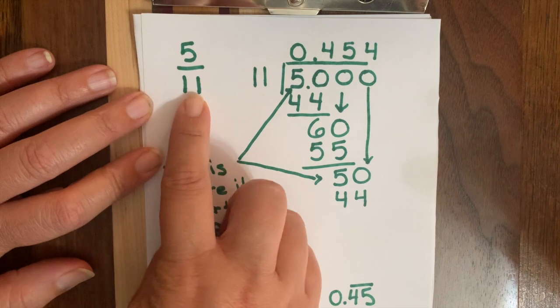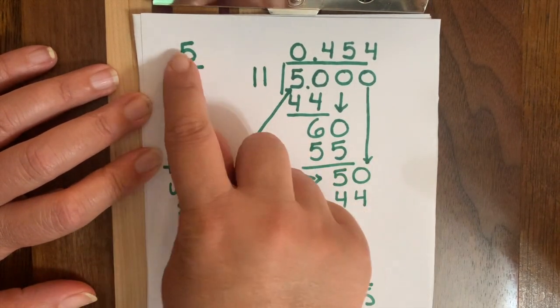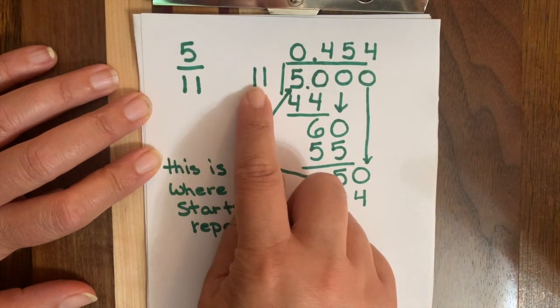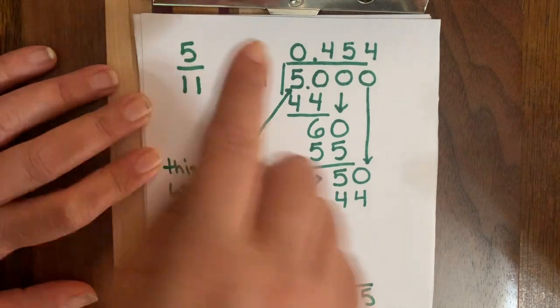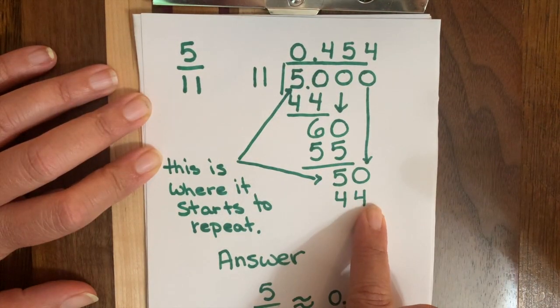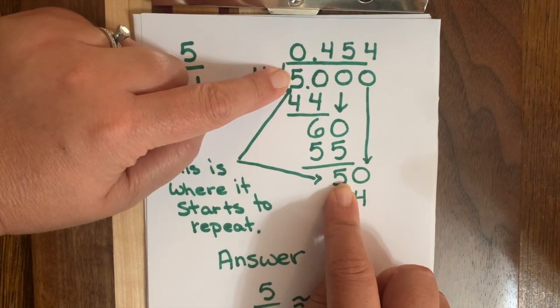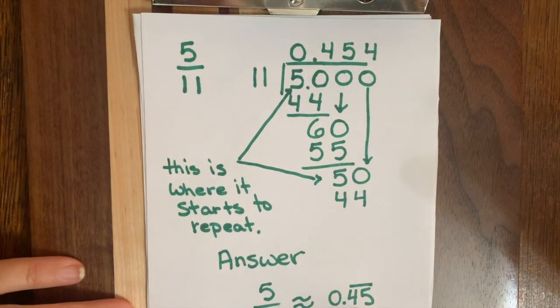If you were to turn 5/11ths into a decimal, you would just put the 5 inside of the division box. You're going to divide it by 11. Remember, we read it 5 divided by 11. Then you do your long division. And as soon as you start to see that it's repeating, you can stop. And the part that you write under the line is the part that is repeating.